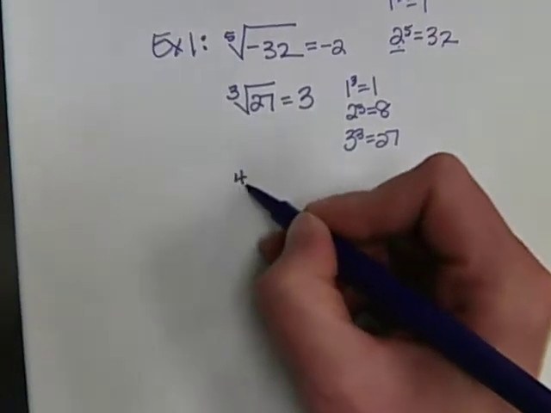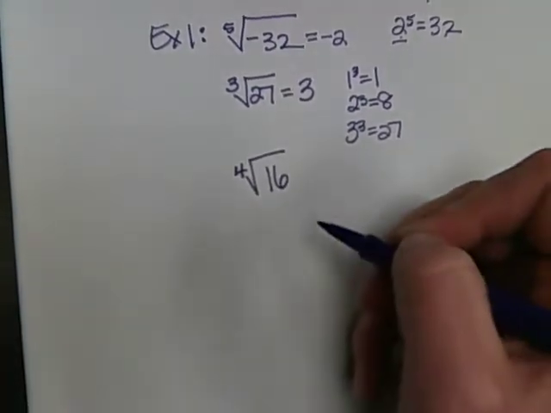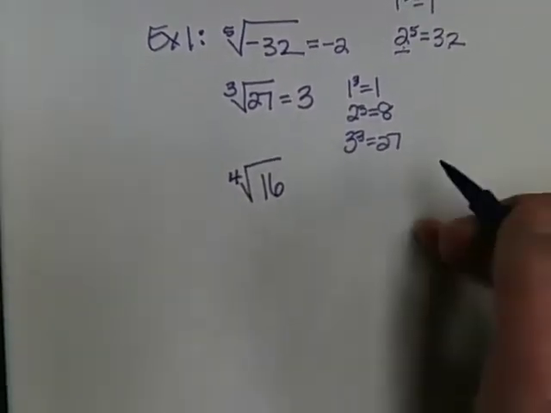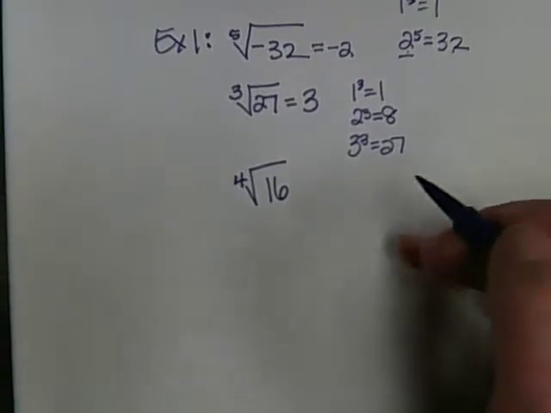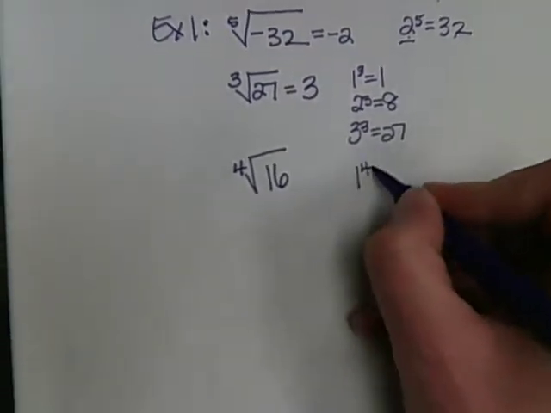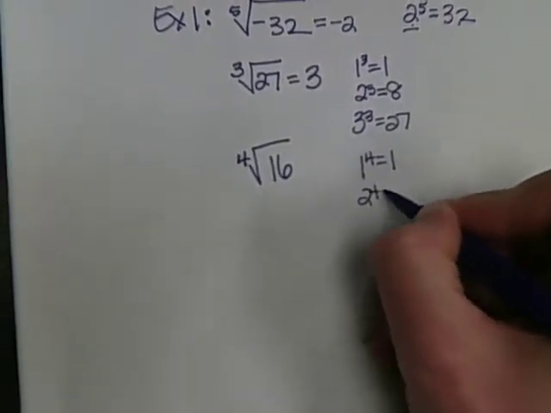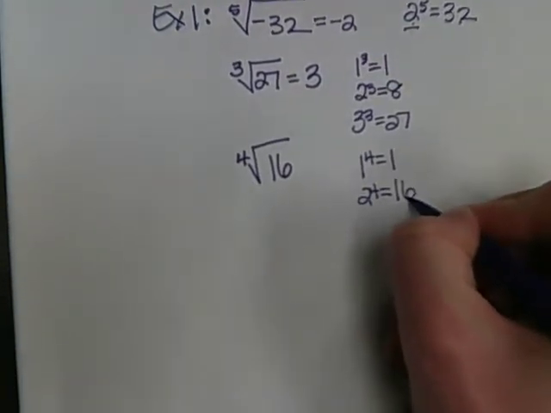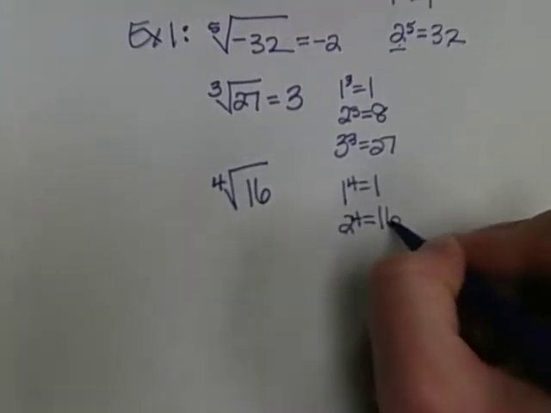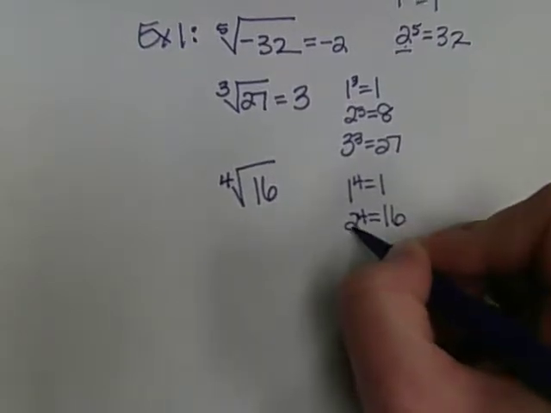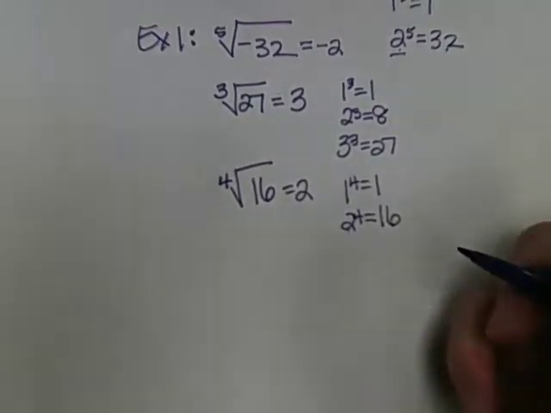The last one is the fourth root of 16. Again, I'm thinking, what are my perfect fourth powers? 1 to the fourth is 1. 2 to the fourth is 16. So if 2 to the fourth is 16, then the fourth root of 16 is 2.